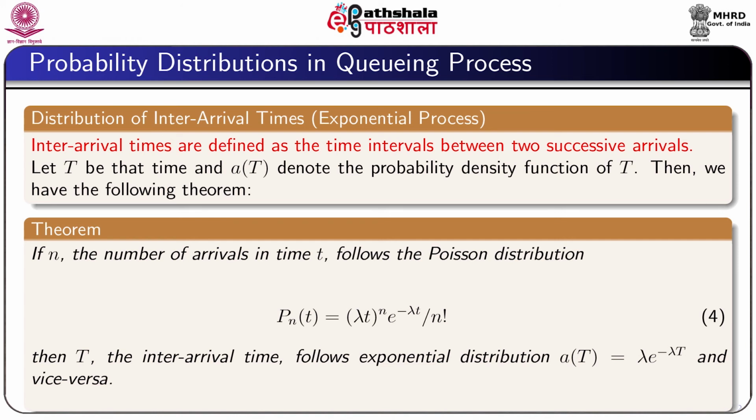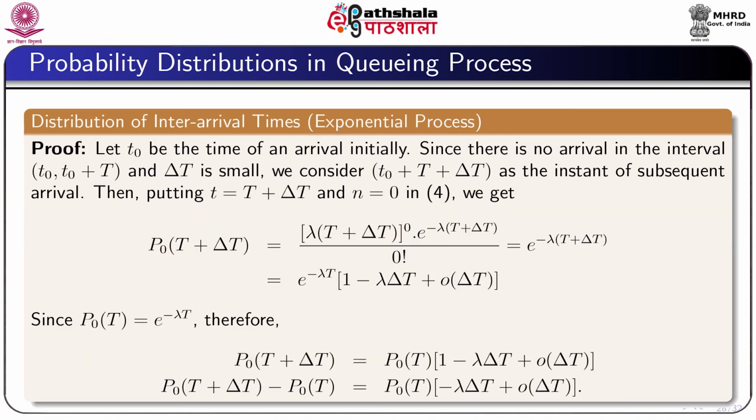If n, the number of arrivals in time t, follows the Poisson distribution, P_n(t) equal to (lambda t) to the power n, e to the power minus lambda t, by factorial n, then capital T, the inter-arrival time, follows the exponential distribution, A(t) equal to lambda e to the power minus lambda t, and vice versa. This theorem can be proved easily.